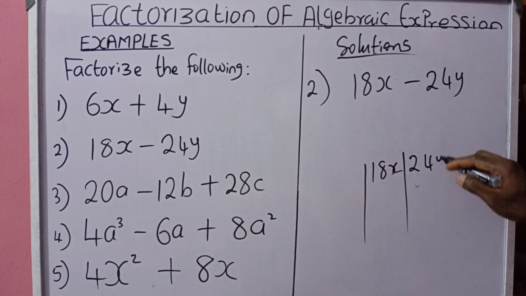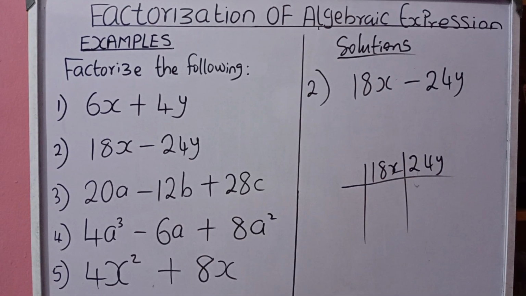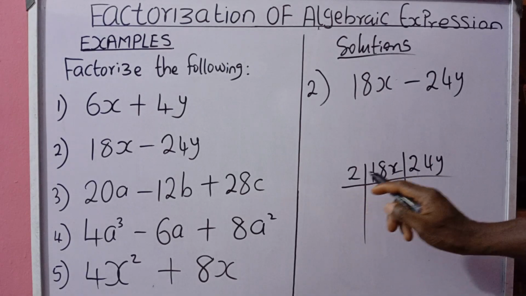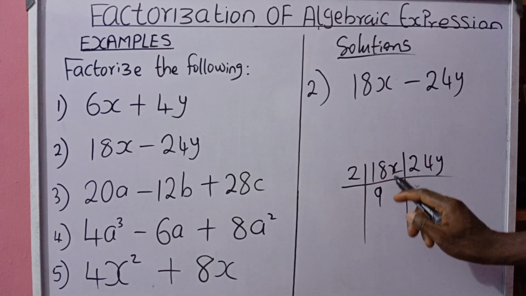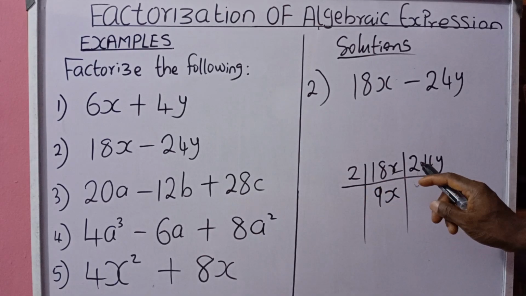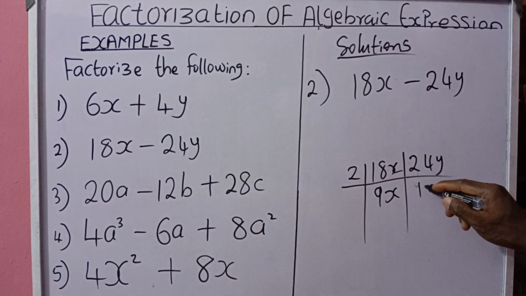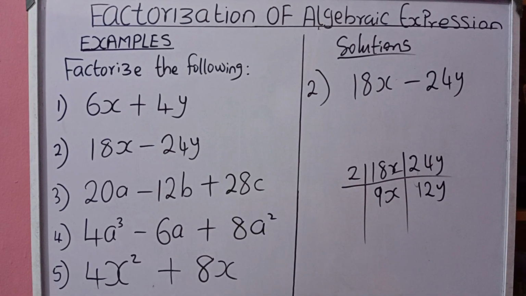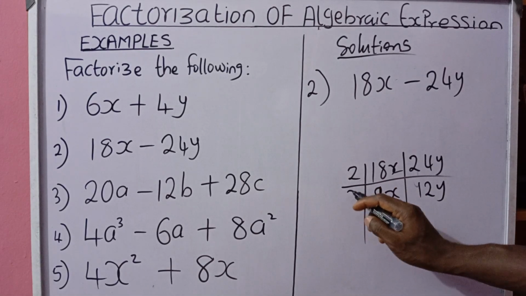24y. The HCF: 2 can divide the two numbers here. 2 divide 18 will give us 9x. 2 divide 24y will give us 12y. Can any number divide 9 and 12 without remainder? Yes, of course. 3 can divide 9 and also 3 can divide 12. So we use 3 this time around.